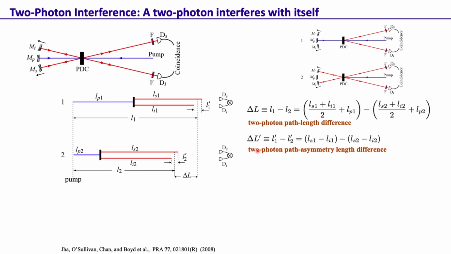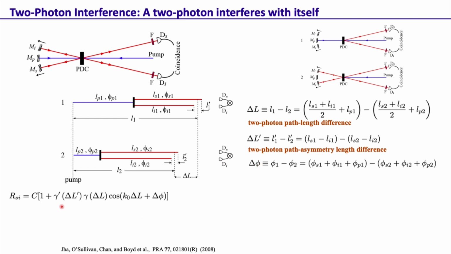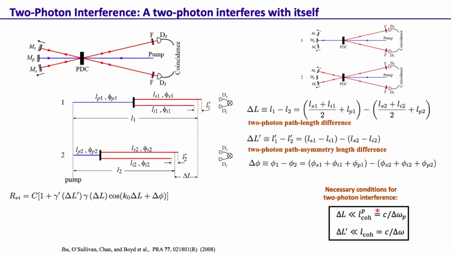We also define delta L prime, which we can call the two photon path asymmetry length difference, and we put all these phases together to define delta phi. This was the expression for the two photon coincidence count rate that we derived, and correspondingly we had two necessary conditions for two photon interference.